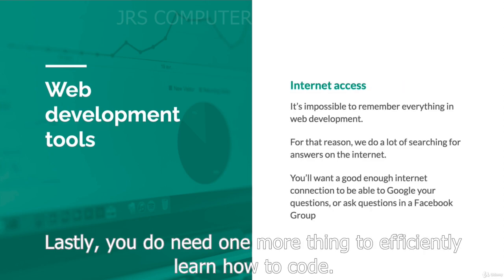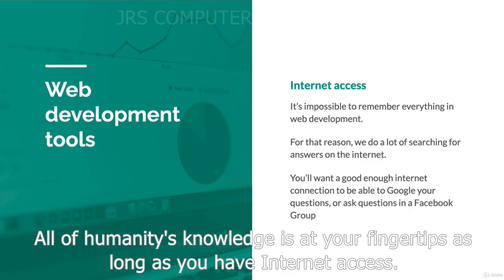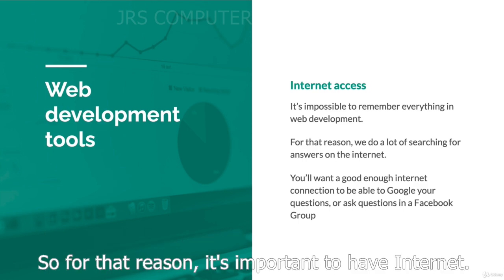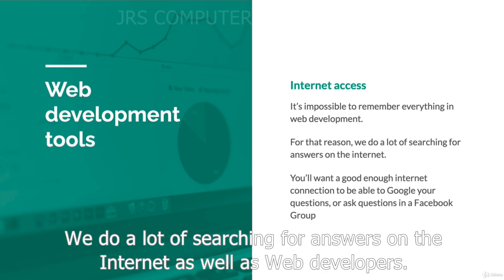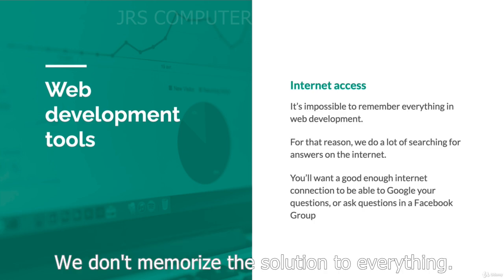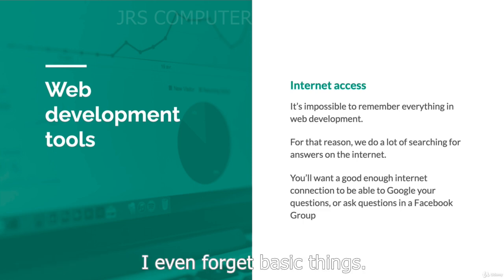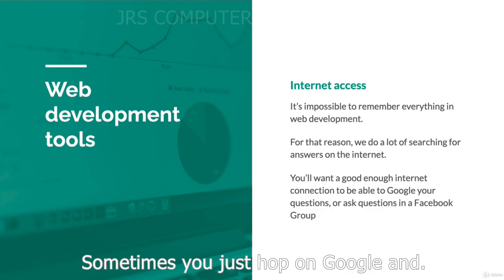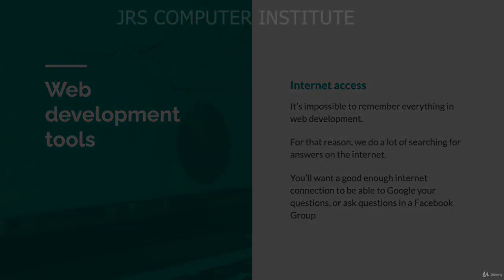Lastly, you do need one more thing to efficiently learn how to code. You need internet access. All of humanity's knowledge is at your fingertips as long as you have internet access. So for that reason, it's important to have internet. We do a lot of searching for answers on the internet, as web developers. We don't know all the answers. We don't memorize the solution to everything. We try to figure it out, and sometimes we forget things. I even forget basic things sometimes. You just hop on Google and ask your question in Google or in a Facebook group.